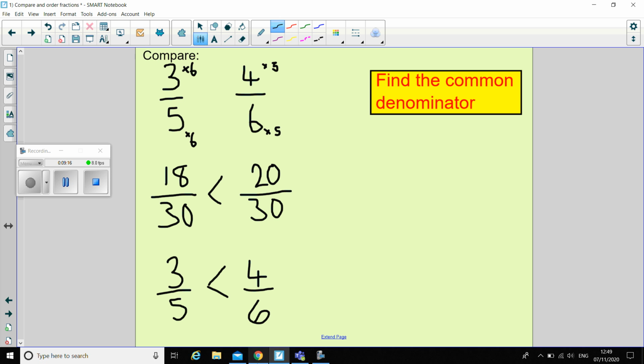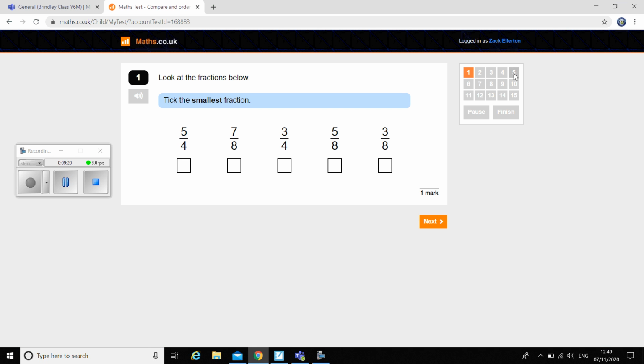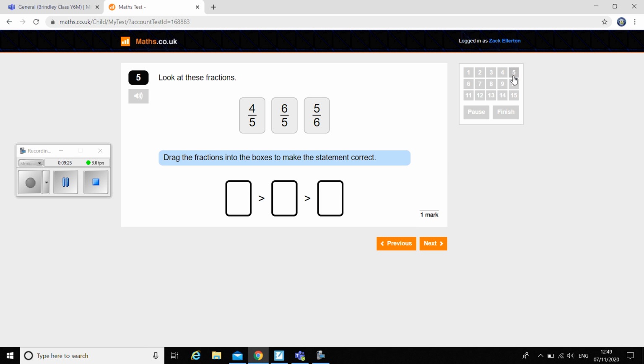Okay, so if you go back to maths.co.uk now, and have a go at questions 5 to 15, you will find that for those questions, you have to use the method that I've just showed you. So this first question here, question 5, we've got denominators of 5 and 6. So you're going to need to use that common denominator of 30 for that question.